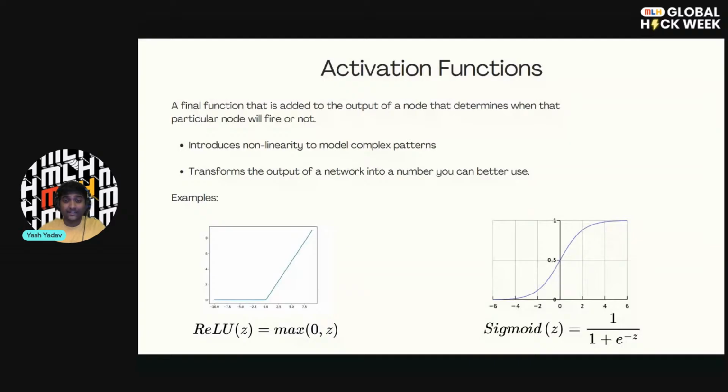It is to stop our neural network from being this big linear equation. It's just a line at the end of the day. What we do is we introduce non-linearity by the method of something called an activation function.